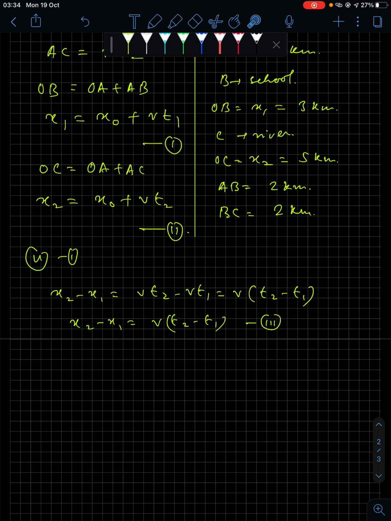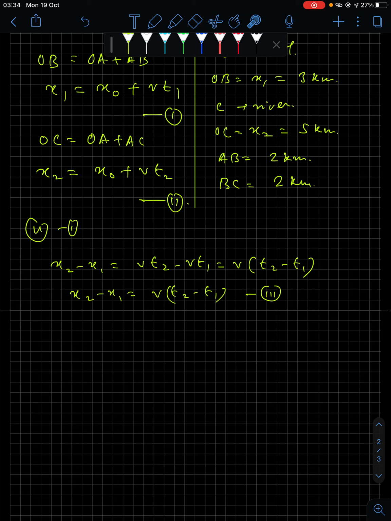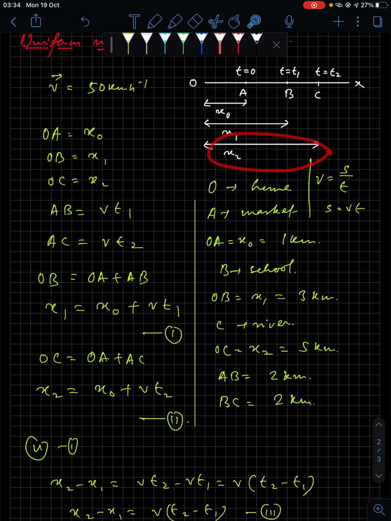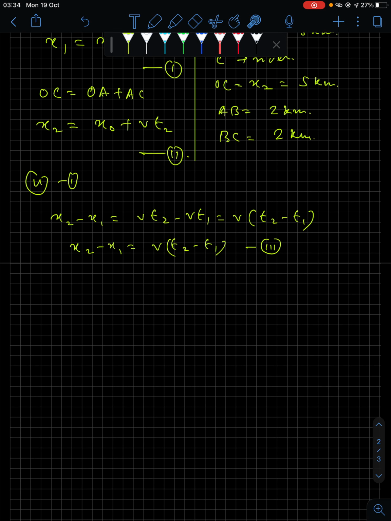So what information does equation number 3 give you? It tells you about the displacement during the time interval t2 minus t1. x2 minus x1 is this BC length. So what is the displacement of the object during the time interval t2 minus t1? It is BC, so BC can also be written as x2 minus x1. That information is given by equation number 3.